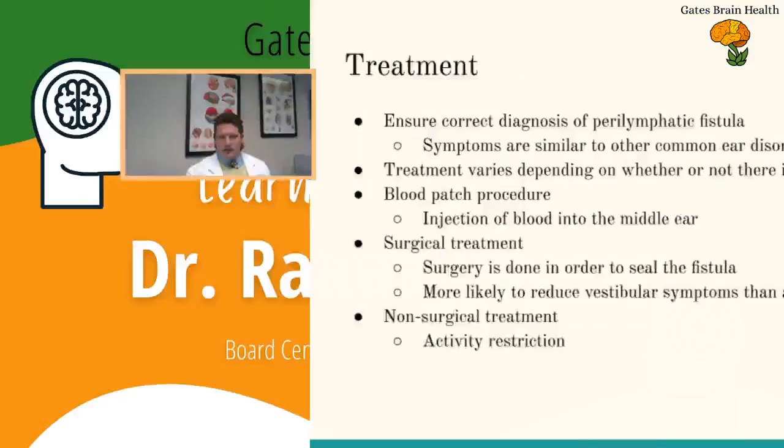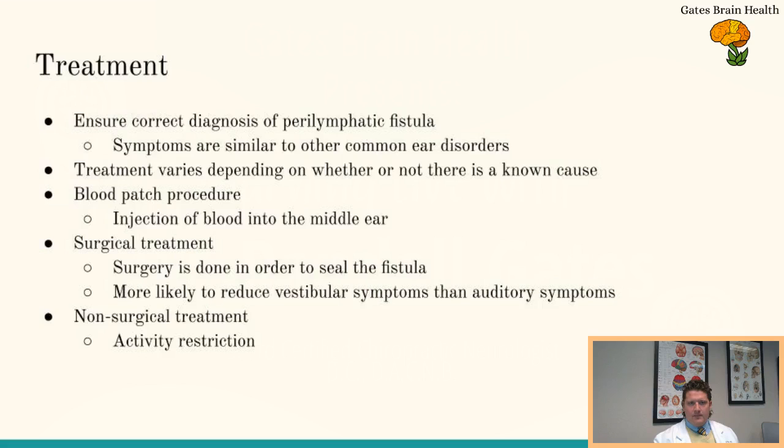Okay, so then in terms of treatment, ensuring that it's a correct diagnosis is really important. Basically, it depends on whether there's a known cause or an unknown cause. The blood patch procedure is a common one. Also, there are other types of grafting procedures where they may take fascia from your temporalis muscle or from your tragus right here, and they basically try to sew in that connective tissue to the oval or round window.